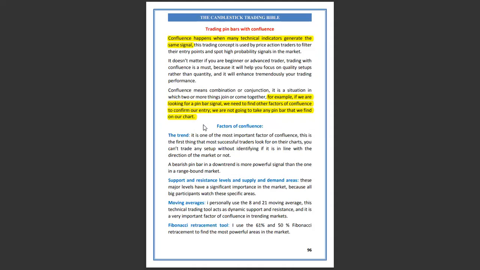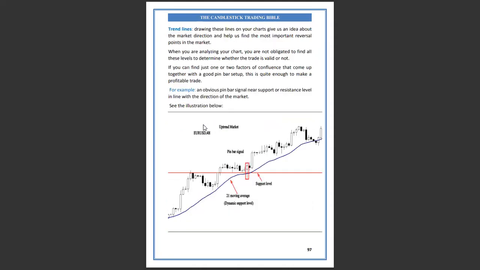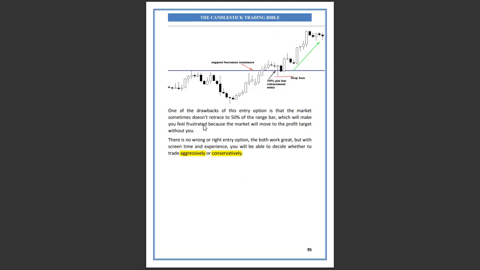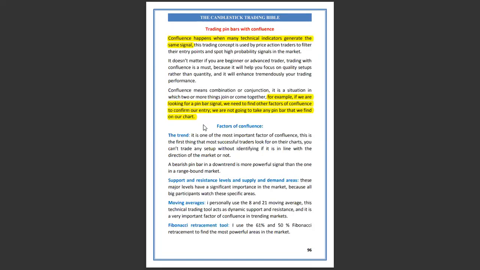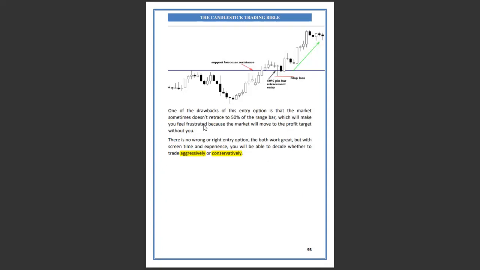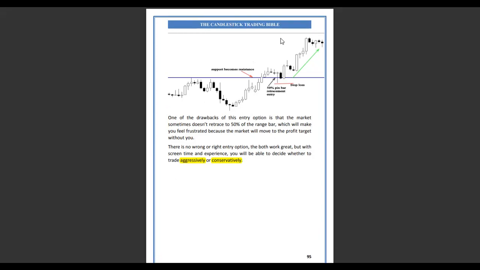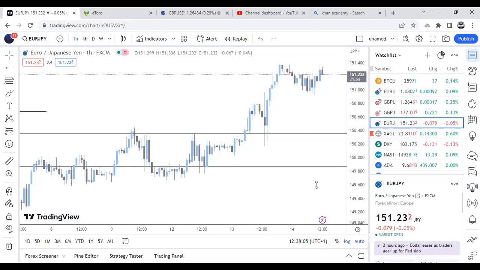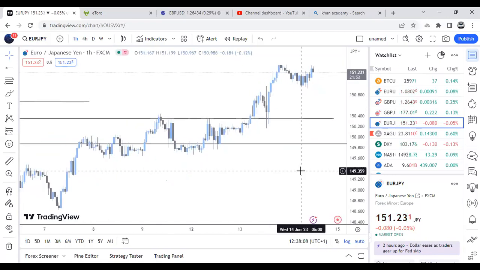All right, trading pin bars with confluence. Okay, let's leave it like this. Next week we're going to talk about trading pin bars with confluence in the next video. So before we go there, let's talk about a couple of trades and I'll give my own insight about trading, because everybody needs a bit of assistance, if you know what I mean.